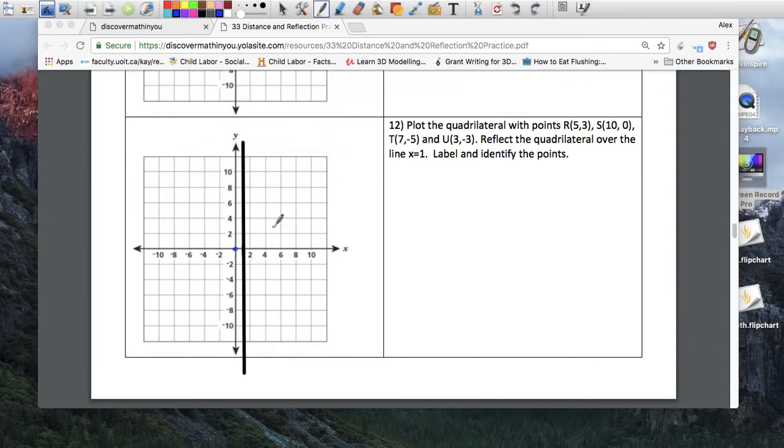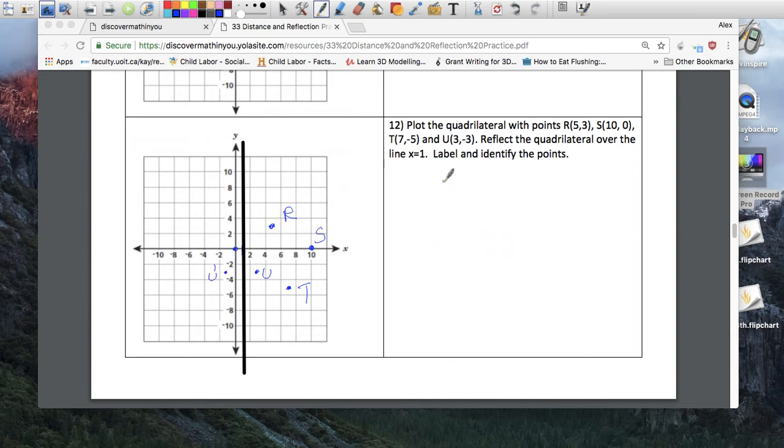And 5 and 3 is over here, 5 and 3. This one's going to be a little bit hard. That's R. S is 10 and 0, which is right here. And T, 7, negative 5. 7 over negative 5 is over here. And U, sorry, is 3, negative 3. 3, negative 3 is right here. Okay. This one's a little bit hard because U is going to be half a square plus another half a square. So U is going to be right here.